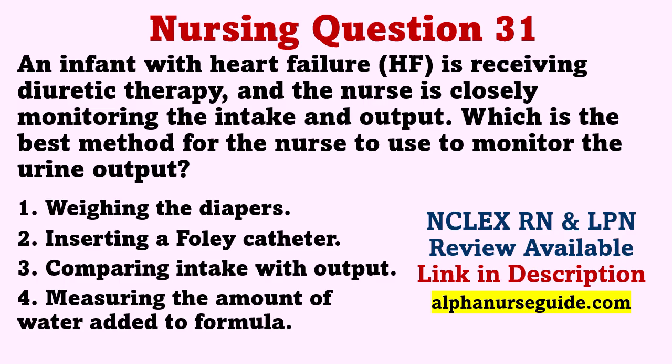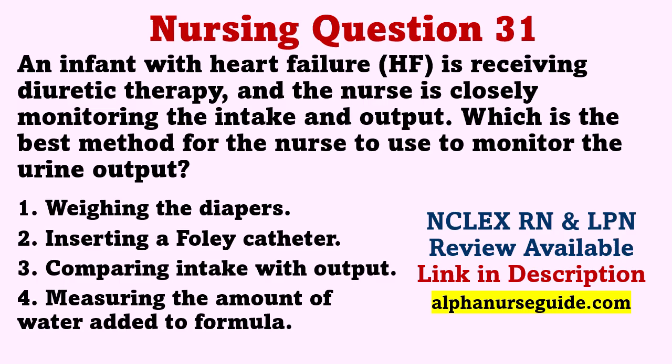The correct answer is 1. Weighing the diapers. The best method to monitor urine output in an infant on diuretic therapy is to weigh the diapers. The weight of dry diapers is subtracted from the weight of wet diapers to determine the amount of urine excreted. 1 gram is equivalent to 1 milliliter of urine.